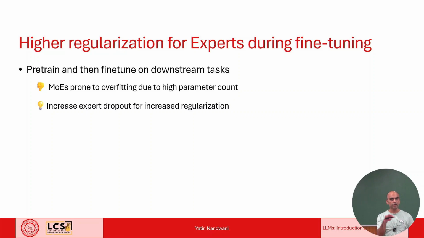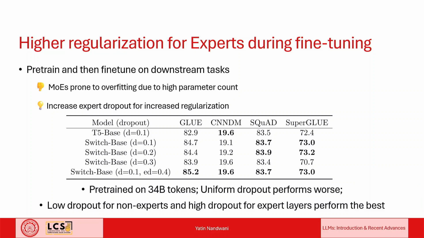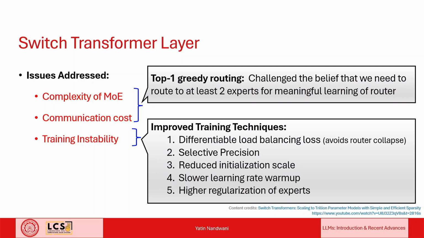What they're increasing is the number of experts only, and therefore they introduce extra dropout only in the experts. So here, the last row is where dropout everywhere else is 0.1, whereas in the expert layers the dropout is 0.4. This is while fine-tuning, and on different fine-tuning tasks and benchmarks, they achieve the best performance with this configuration, right? So yeah, these are the improvements that they made to address the training instability.